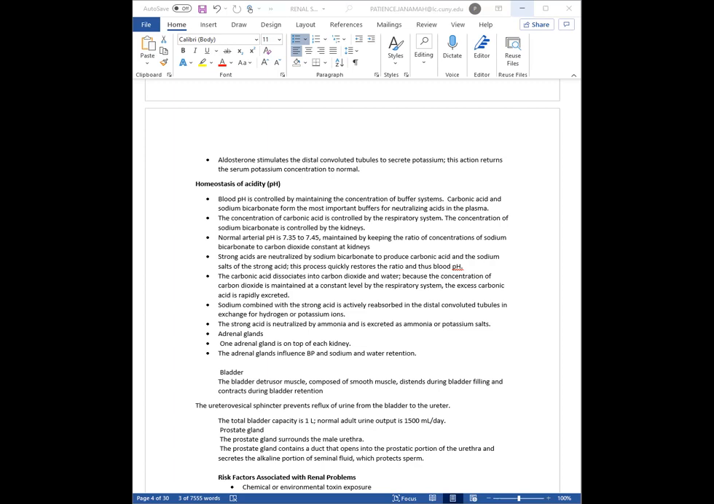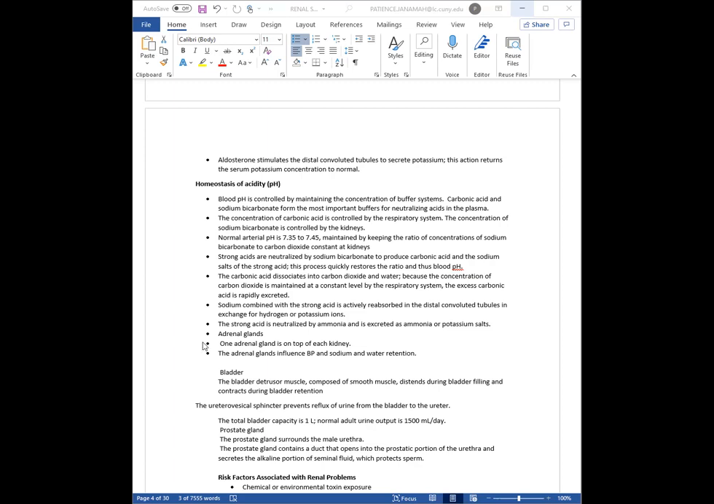So pH is controlled by maintaining the concentration of the buffer system, carbonic acid. I don't want to go into that one. Just understand the normal pH of blood. So the normal pH of blood is 7.35 to 7.45. And it's maintained by keeping the ratio of the concentration of sodium bicarbonate to carbon dioxide constant at the kidneys. So strong acids are neutralized by sodium bicarbonate to produce carbonic acid and the sodium salt of the strong acid. This process quickly restores the ratios and that's blood pH.